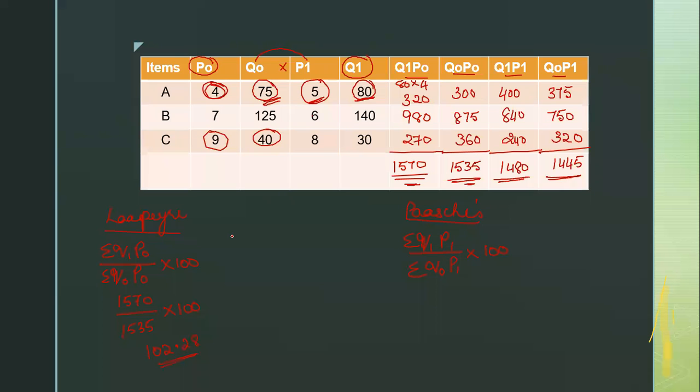Okay, similarly, find out for the Paasche's. We have to calculate Paasche's quantity index. What is the value of summation Q1P1? 1480 divided by 1445. That is summation Q0P1 into 100. What is the value you get? 102.42. Okay, this is the answer you all got. Good.